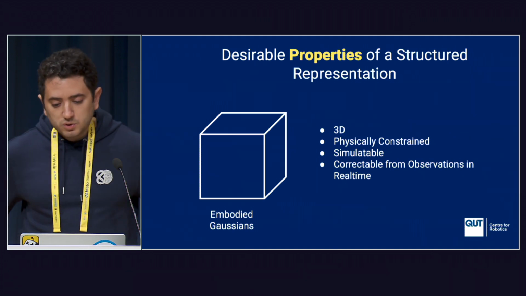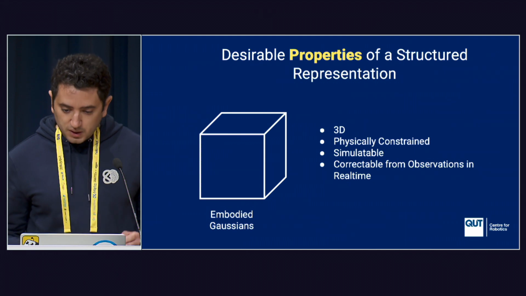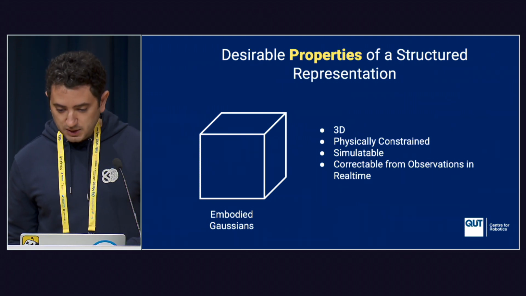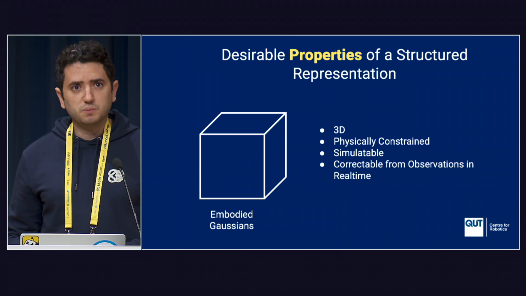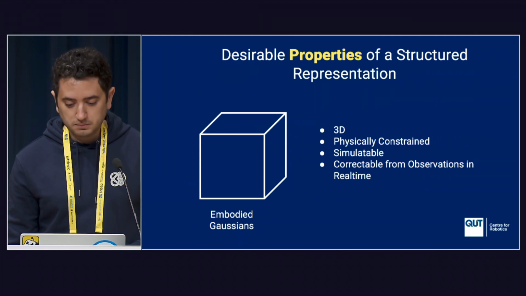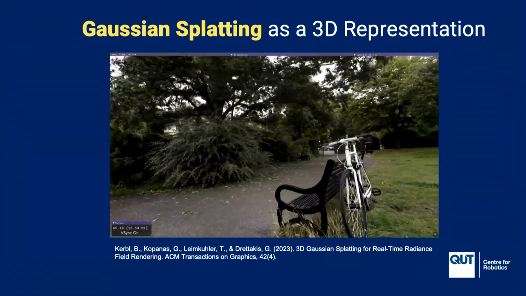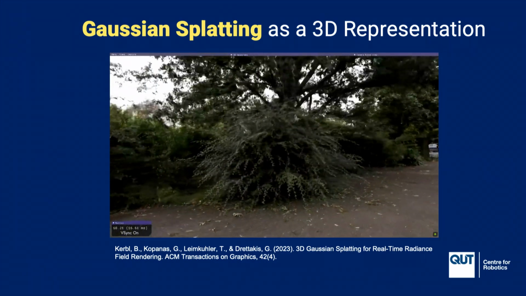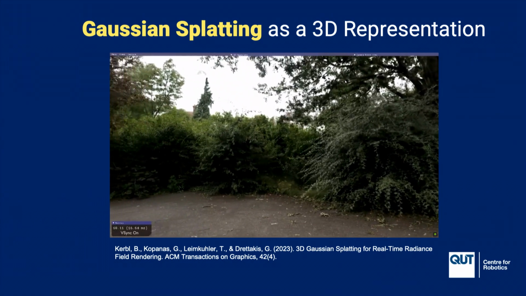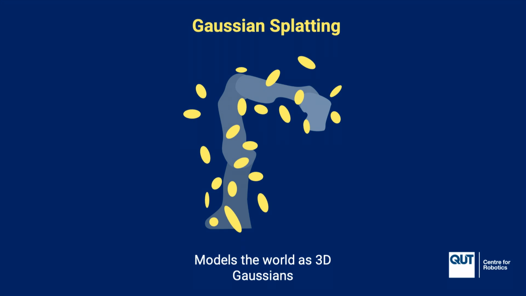Our representation, which we call embodied Gaussians, preserves the 3D nature of the world, is physically constrained, can be forward simulated for prediction purposes, and can be corrected from new observations in real time. Recently, computer vision methods like 3D Gaussians and neural radiance fields have shown a remarkable ability to capture the visual and geometric aspects of the world from only posed images.